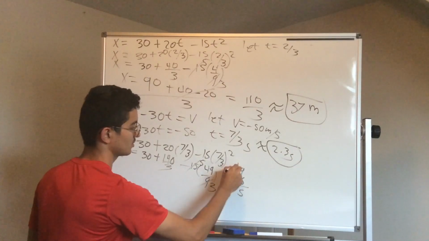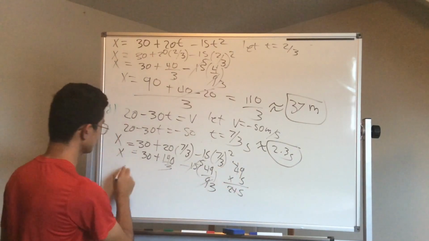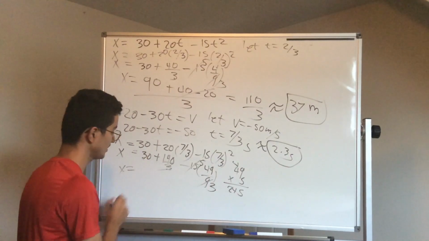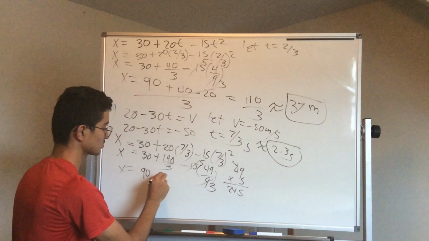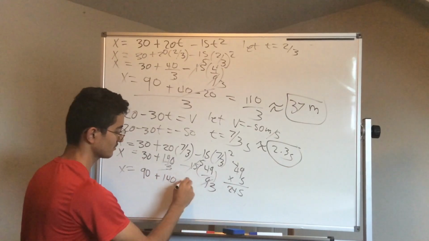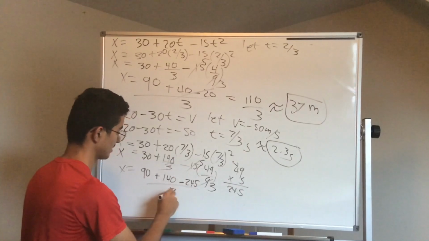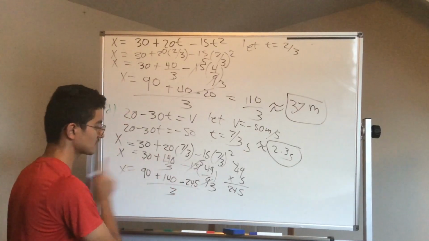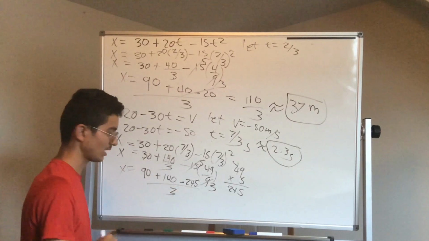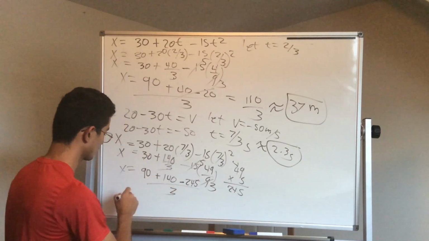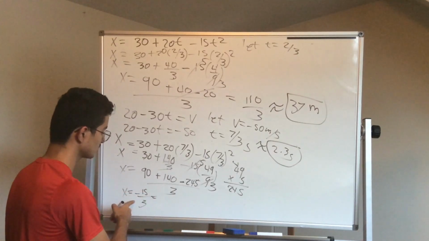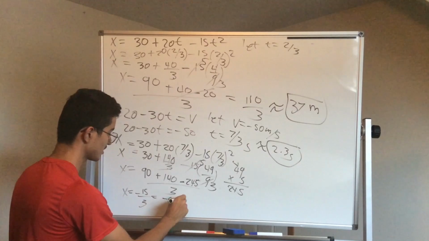That's going to be 245, so x is equal to, let's multiply this by 3 so that we have common denominator, 90 plus 140, minus 245, everything divided by 3. 90 plus 140 is 230. 230 minus 245 is negative 15. So we have x equals negative 15 over 3, which is just equal to negative 5 meters.